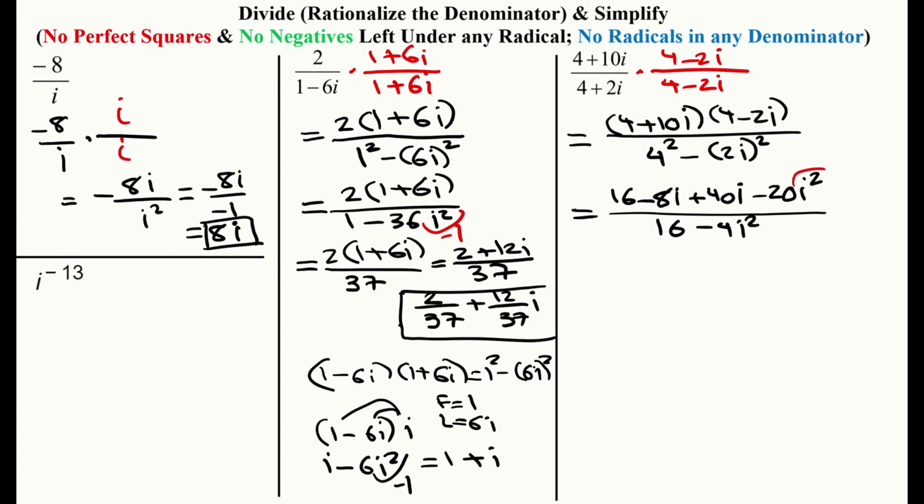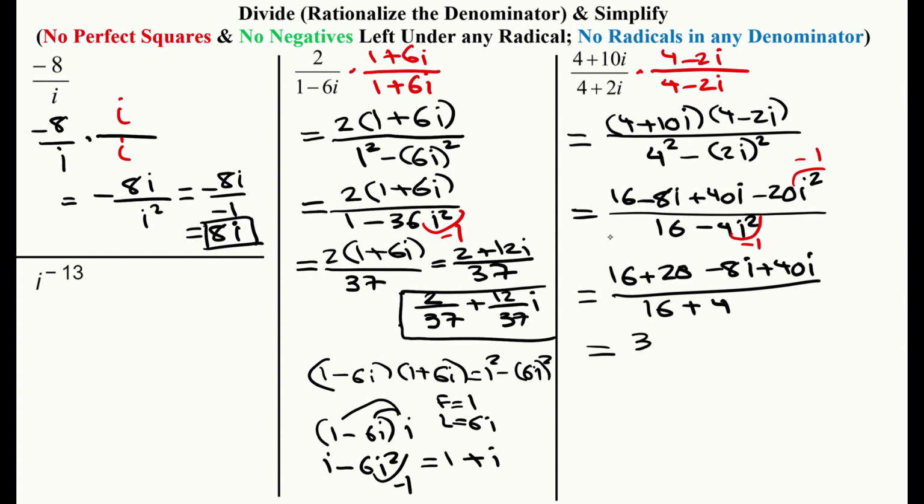All right, we know that this i squared is negative 1, and so is this i squared. So when we go to the next line, we'll keep that in mind. So we have 16. This negative 20 times this negative 1 is going to give us plus 20. Let me go ahead and put that next to 16 because it's like it. And then we have minus 8i plus 40i. On the bottom we have 16. Notice negative 4 times negative 1 is going to give us positive 4. So we end up with 36 plus 32i over 20.